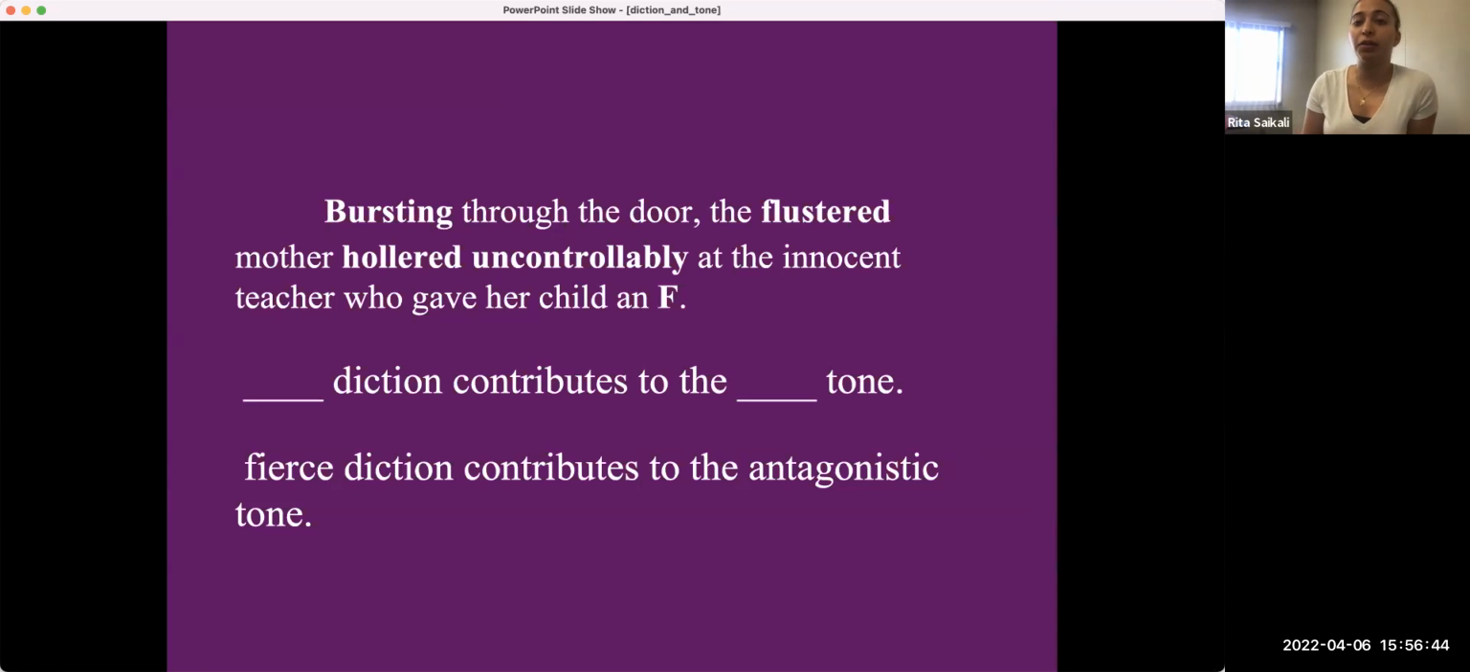Okay, bursting through the doors, the flustered mother hollered uncontrollably at the innocent teacher who gave her child an F. Because the teacher was so mean. Get your student to study. Get your son to study. Anyways, moving on. Is she happy? No, definitely not. She's infuriated and also entitled. Okay, so the diction contributes to an antagonistic tone.